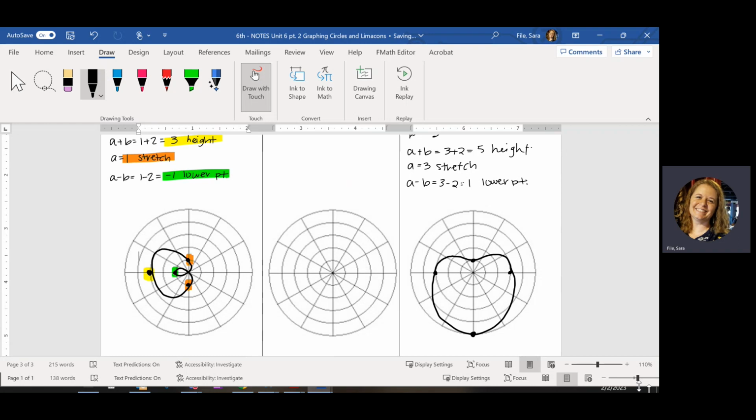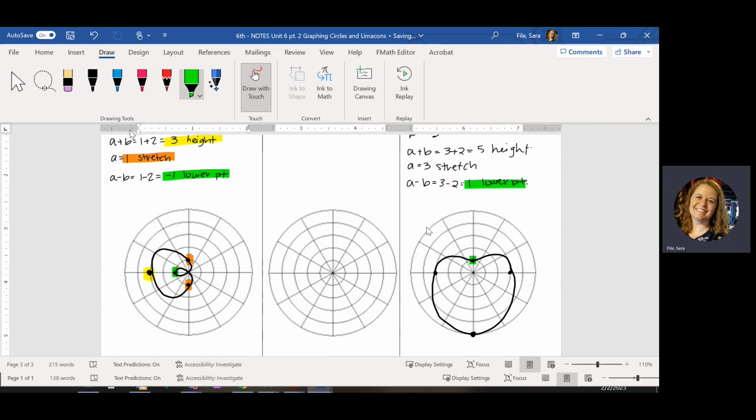Does that make sense? Now, how far out these come past the dimple? I could make a table of values to get those more accurate, but this is just the general shape of it, the general location of it. Does that make sense to everybody?